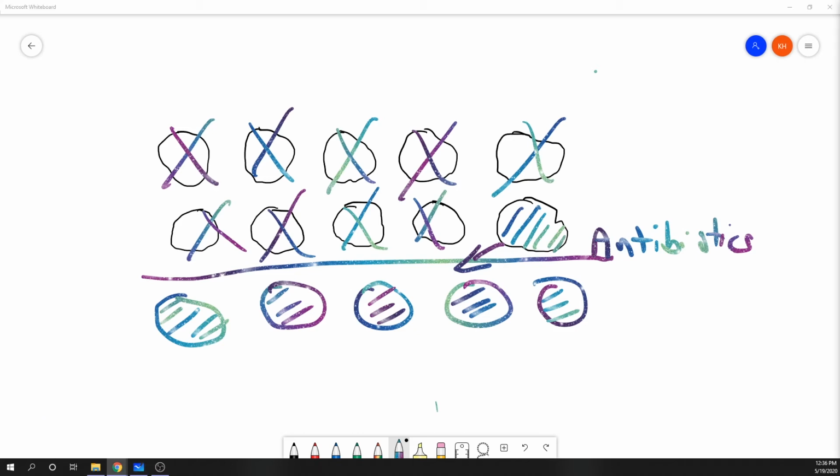Okay, so back to our case study. Why did the doctor have to use a different antibiotic? Well, because they are all resistant now. But if you change the environmental selective pressure, i.e. the antibiotic, then you change what is advantageous.